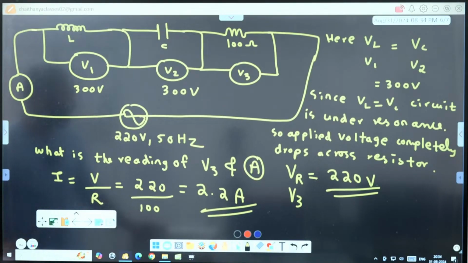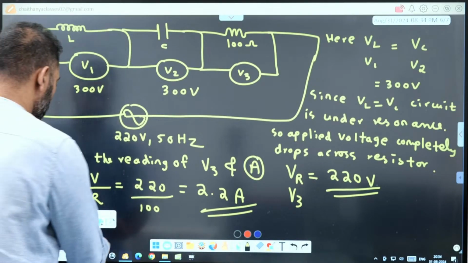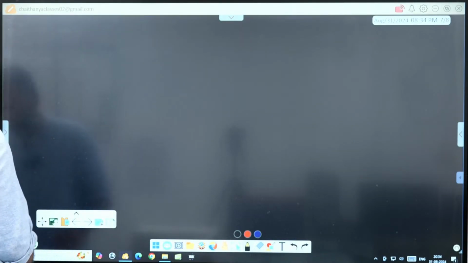Okay, remember transformer also comes in AC. So let's do some transformer related problems. Done? All of you finish? Any doubt here? So let's do some transformer related problem.